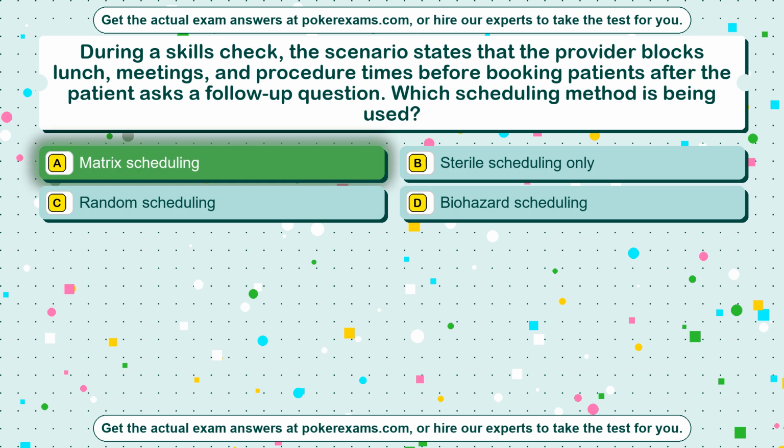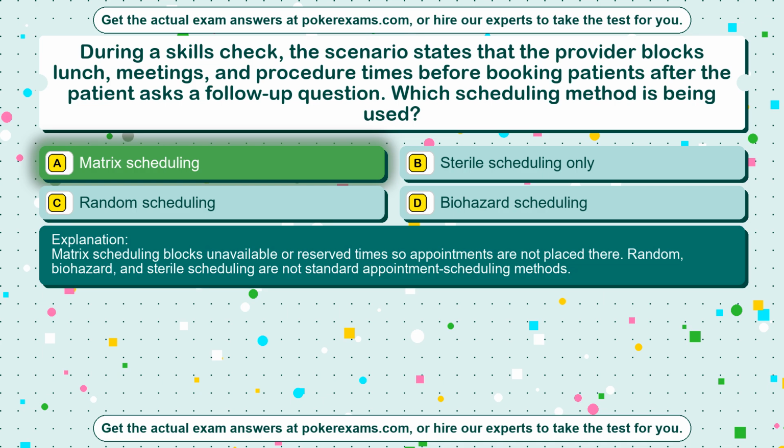The correct answer is option A. Matrix scheduling. Matrix scheduling blocks unavailable or reserved times so appointments are not placed there. Random, biohazard, and sterile scheduling are not standard appointment scheduling methods.